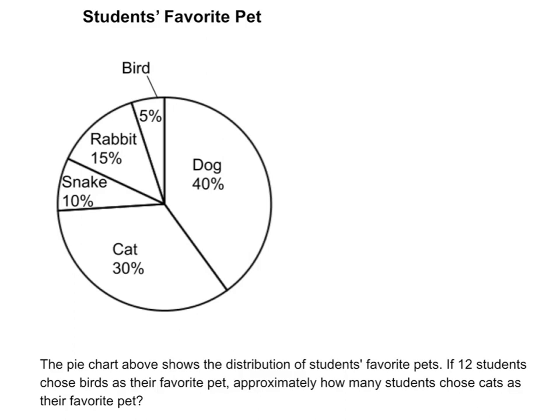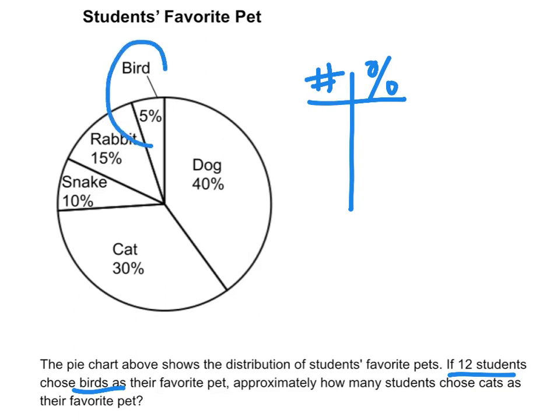Any of these 3 types of problems can be made into a word problem. So let's take a look at this one. The pie chart above shows the distribution of students' favorite pets. If 12 students chose birds as their favorite pets, approximately how many students chose cats as their favorite pet? So again, I'm going to start with a ratio table. This will be my number and this will be my percent. And let's go back to the word problem. If 12 students chose birds as their favorite pets, how many students chose cats?